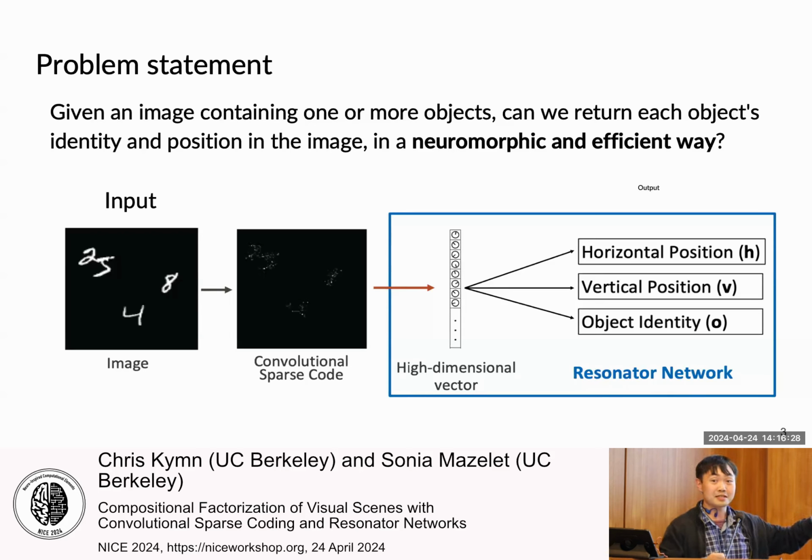Then converting it to this high dimensional representation. This is part of hyperdimensional computing, vector symbolic architectures, underneath this kind of framework, because it allows for this modeling of a compositional representation. And then finally, using the resonator network as a way of disentangling horizontal position, vertical position, and object identity, in this case, one object at a time.